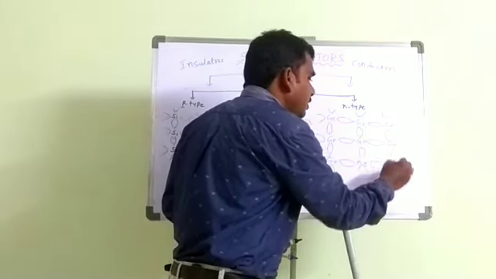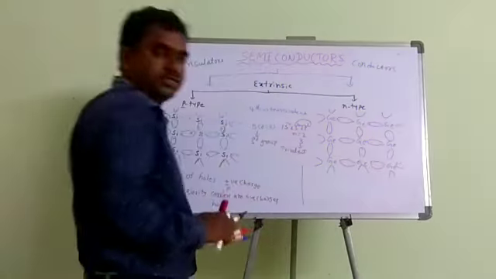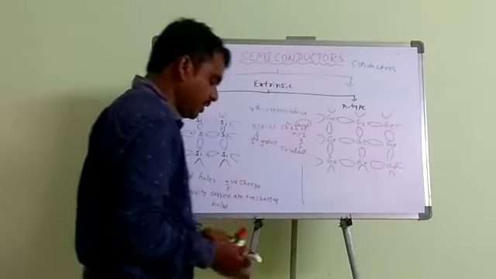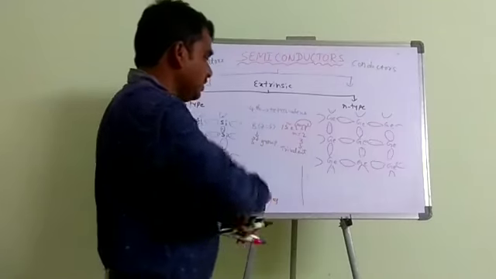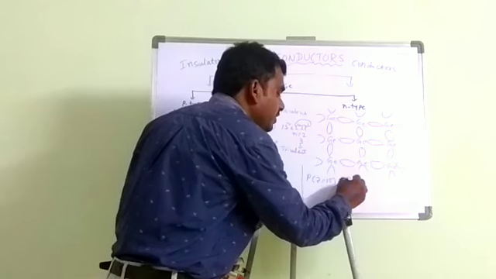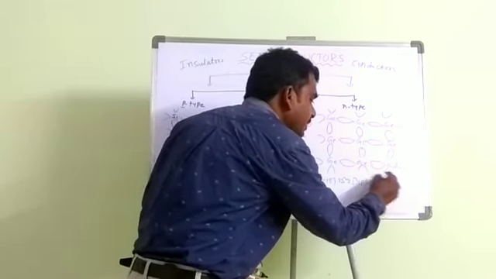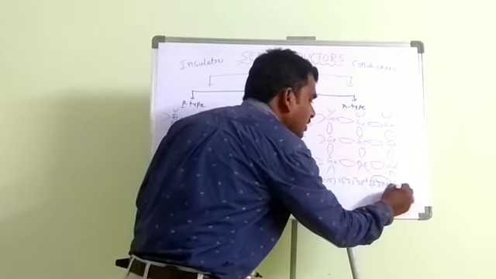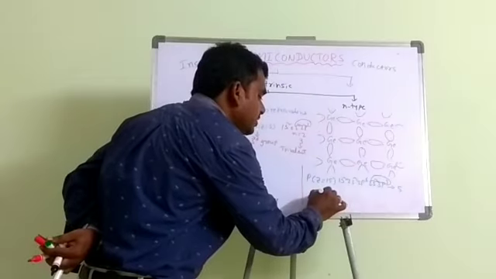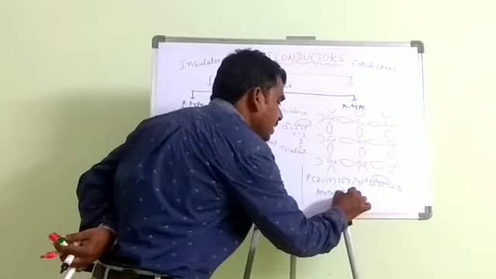Now we can take a fifth group element, that means phosphorus. The atomic number of phosphorus is 15, Z equals 15. The electron configuration is 1s2, 2s2, 2p6, and 3s2, 3p3. That means in the n equals 3 shell, how many electrons are there? 5 electrons. That's why those are called penta, penta means 5, pentavalent atoms.